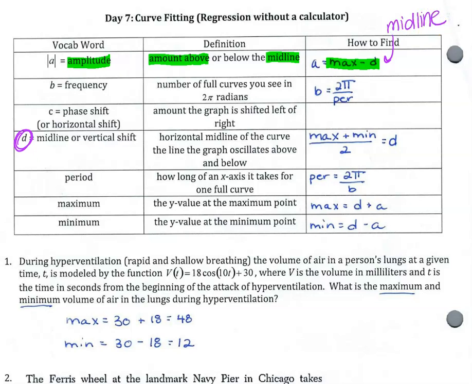midline. B, our frequency, is the number of full curves you'll see in 2 pi radians. So our frequency can be computed by doing 2 pi divided by the period. Now this is because we know from earlier in this unit, period is 2 pi divided by the frequency. So if you were to cross multiply, it would be B times the period equals 2 pi. Solving for B, you would divide by the period. So that's where this comes from. We haven't used that a ton up until this point, but that will be useful for what we do today.